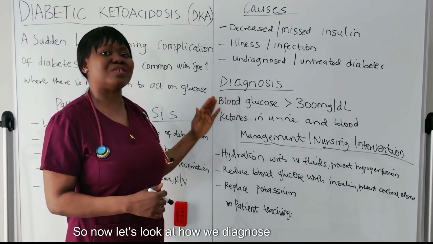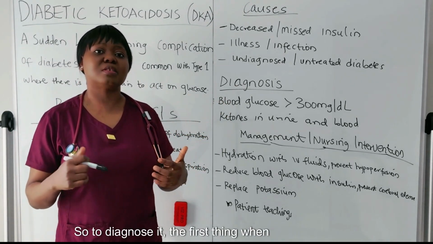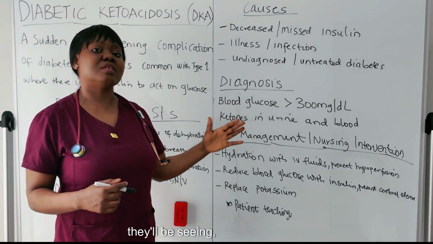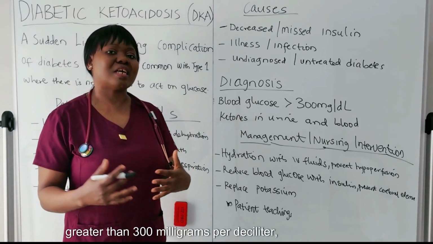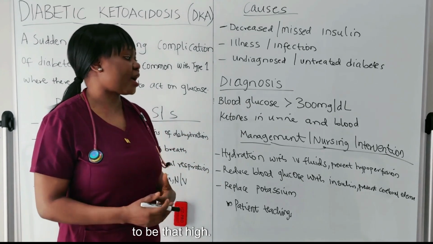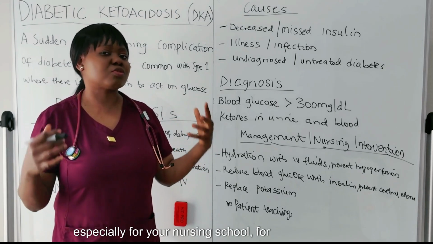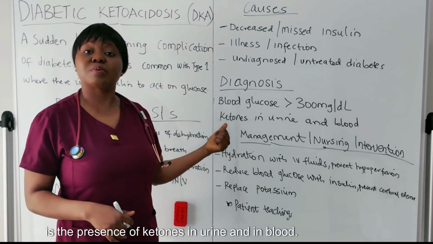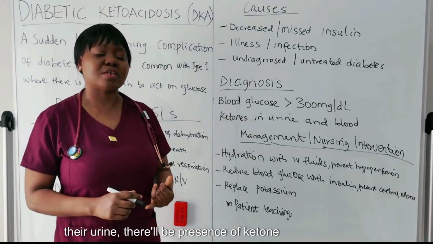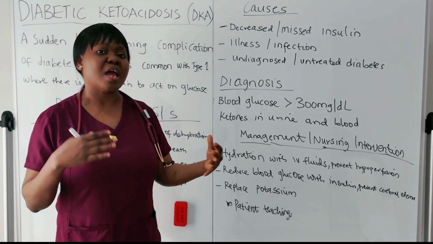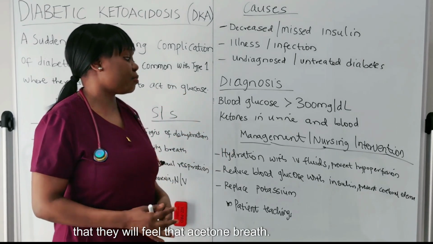So now let's look at how we diagnose diabetic ketoacidosis. To diagnose it, the first thing, when they check the blood with a blood glucose test, they will see glucose as high as greater than 300 milligrams per deciliter. And one unique thing you need to know, especially for your nursing school exam, is the presence of ketones in urine and in blood. So there will be ketones in their urine, and ketones in their blood. There will also be a fruity smell, that acetone breath.